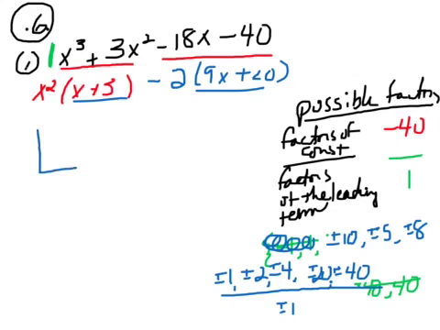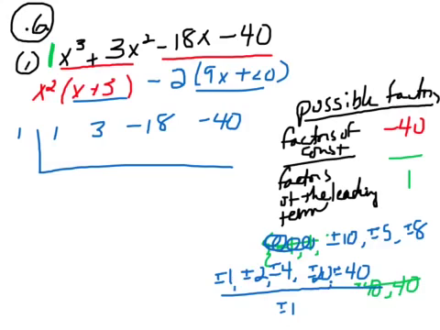Let me go ahead and draw the bar. And I'm going to pull off my coefficients, 1, 3, negative 18, negative 40. And I'm going to try 1 first. And if that doesn't work, I'm going to try negative 1. I always start small because it always tends to be that there's a smaller factor in here.